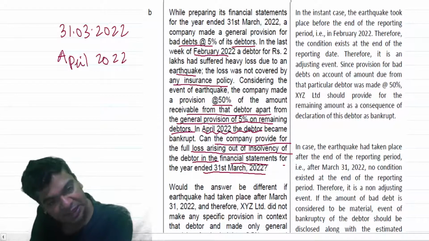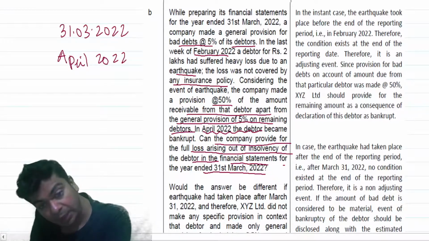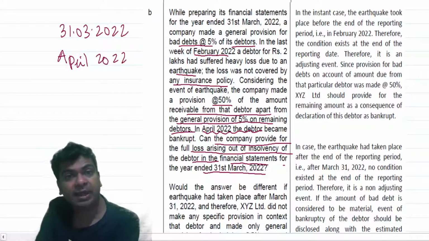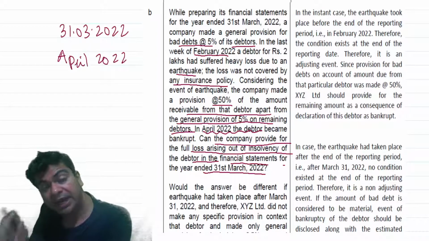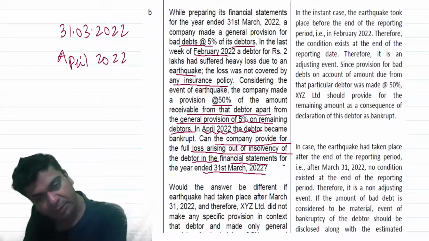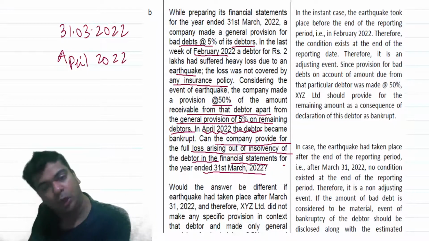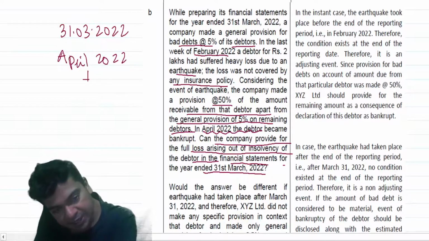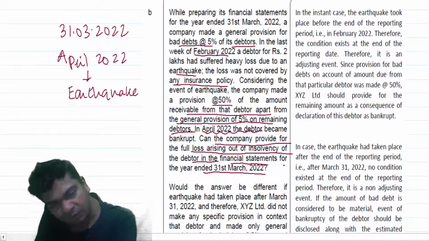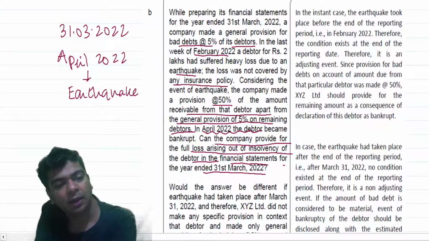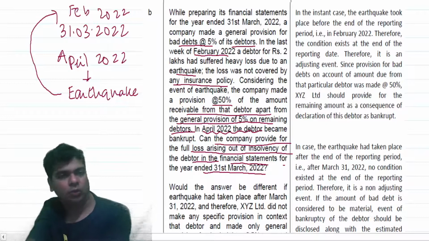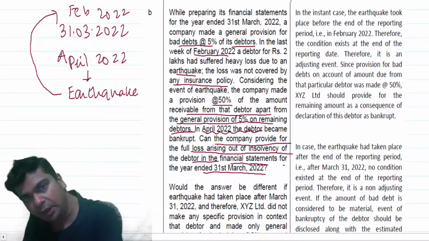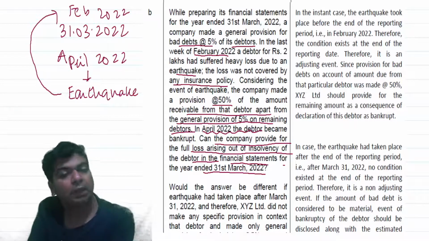What is the event that has occurred in April 2022? The debtor became bankrupt. Question is why? Why did the debtor become bankrupt? The debtor became bankrupt because of an earthquake. And when did this earthquake occur? Earthquake occurred in February 2022. We were aware about this.